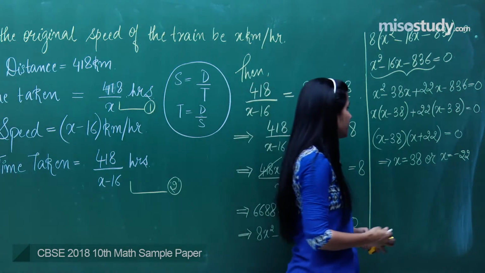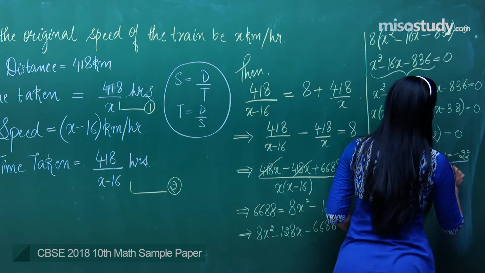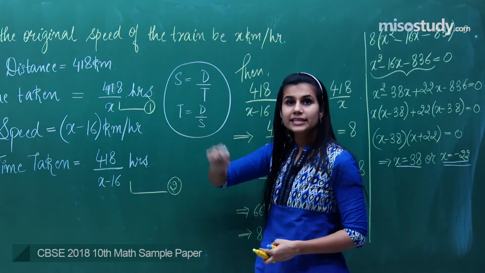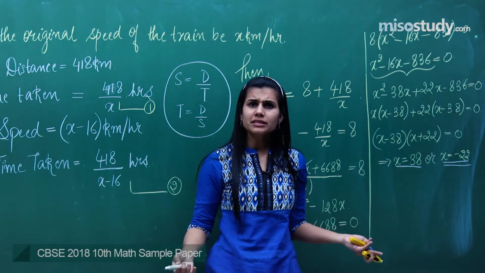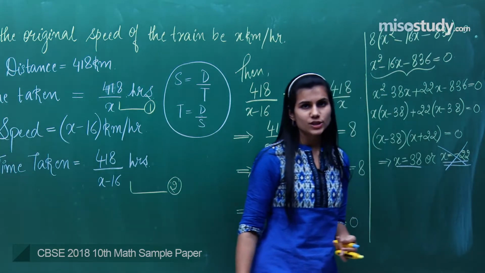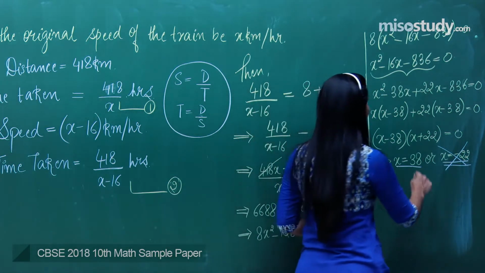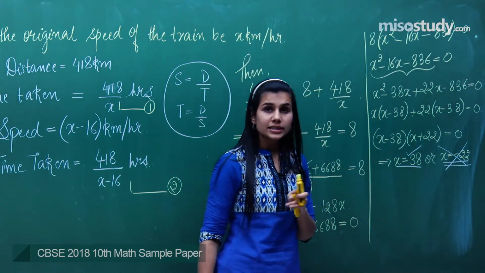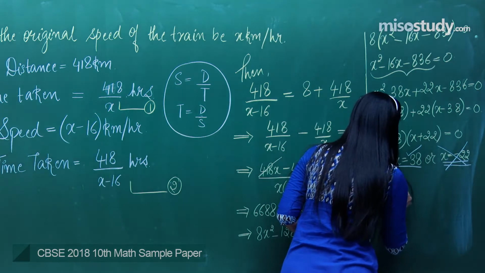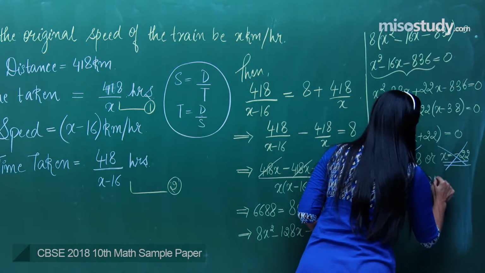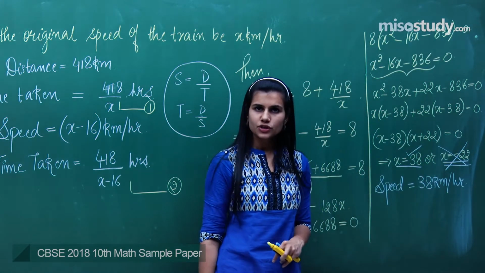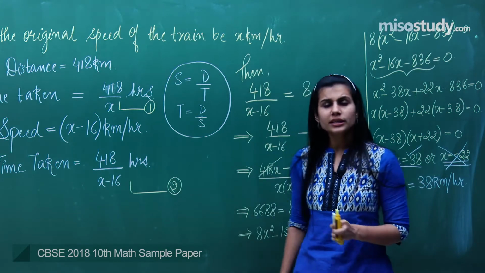Now, if suppose your x is minus 22, I am trying to say that the speed of the train is minus 22. How can the speed be negative? And that is why I cannot take x equals minus 22 as my answer. Instead, I am going to take x equals 38 as my answer. And therefore, the original speed is 38 kilometers per hour. Understood? Very basic question, nothing in here.